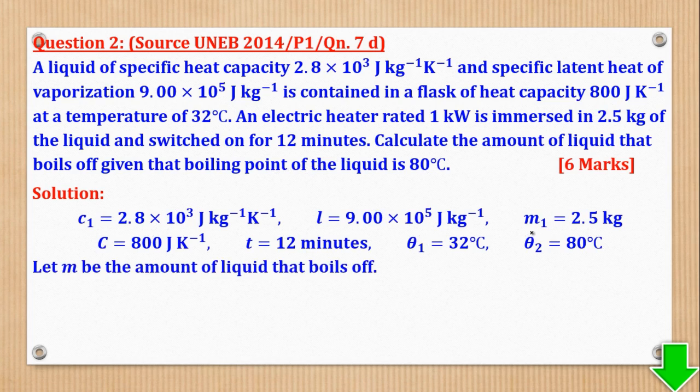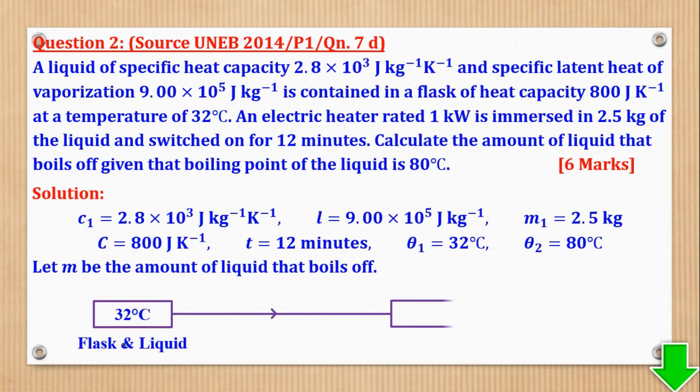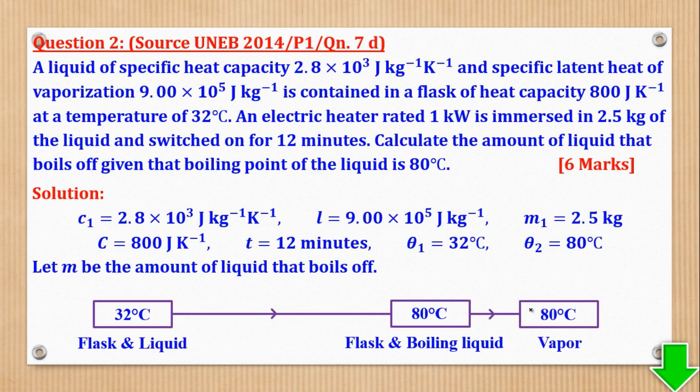So let M be the amount of the liquid that boils off. So still we shall make an illustration. At first it was 32 degrees Celsius. The liquid was in a flask. Then on heating, it began boiling at 80 degrees Celsius. Now because this is boiling point, it means that it will now be converted to vapor, but the temperature will not change. Okay, so from here to here there is a change in temperature, so it will be MC change in temperature.